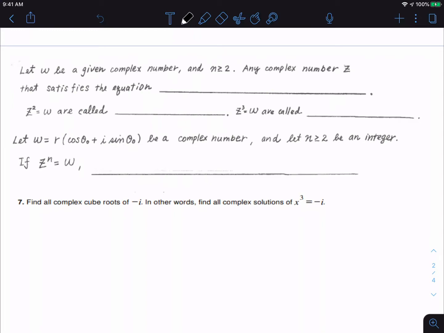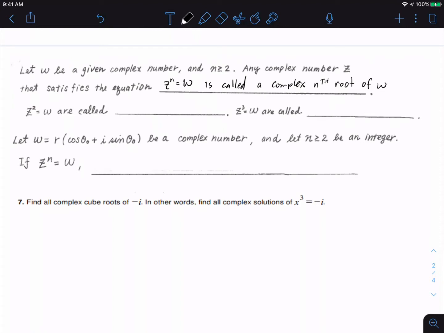So let W be a given complex number with n being greater than or equal to 2. Any complex number that satisfies the equation, and here's the equation, z to the n is equal to W, is called a complex nth root of W.